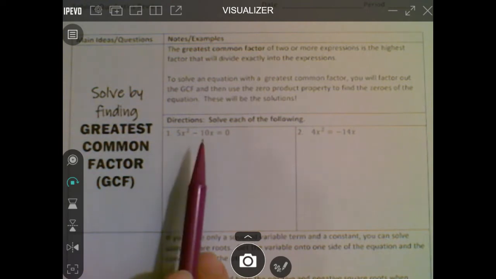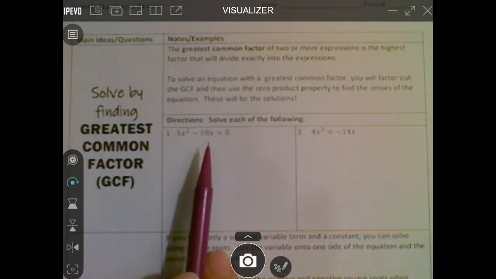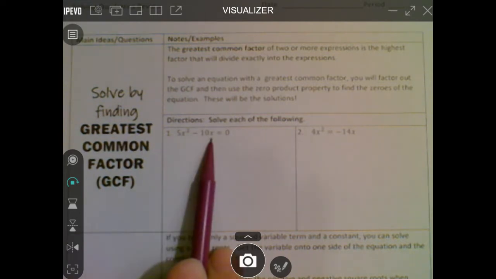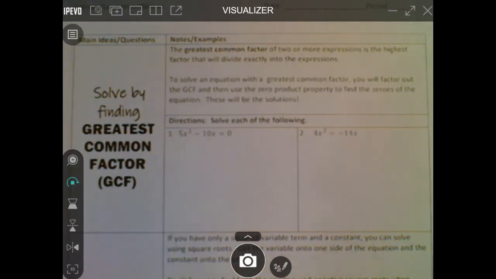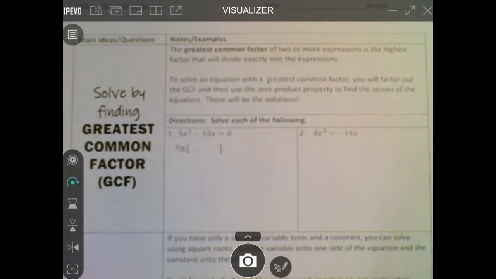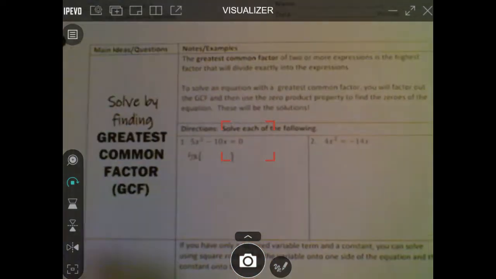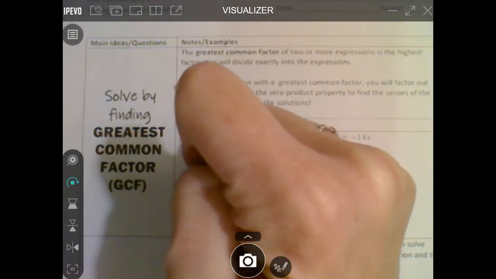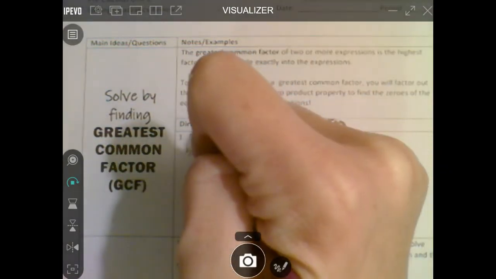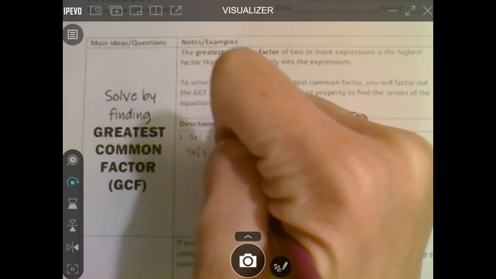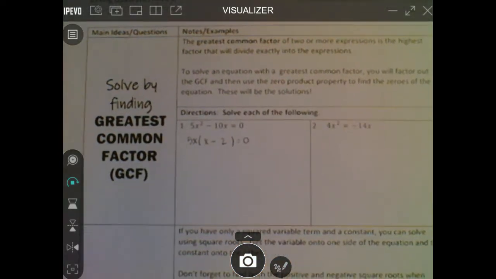So for our first example, we're looking at 5x squared minus 10x. If I look at my two terms here, my greatest common factor between my constants 5 and 10 is going to be 5. My GCF between my variable terms, x squared and x, is going to be x. So I'm going to take out a 5x. And then if I take a 5x out of my first term, I'd just be left with an x. Then I'm going to bring down my minus, and I'd be left with a 2 in my second term. And since we are solving an equation, we can't forget to bring down the equals 0.